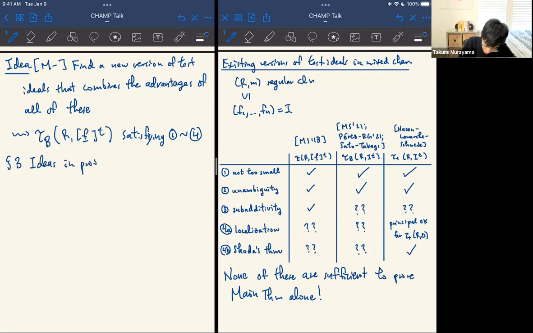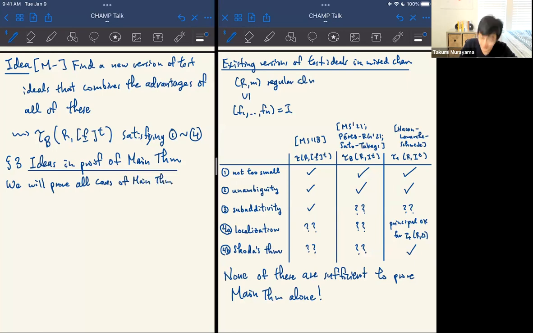So let's talk about some ideas in the proof of my main theorem. Maybe before I get into the details, I will mention that I'll end up outlining proofs of all cases of the main theorem, so in equal characteristic as well. Although I will point out that the proof of 4 does split off at that place.